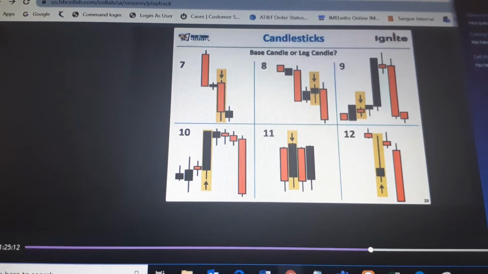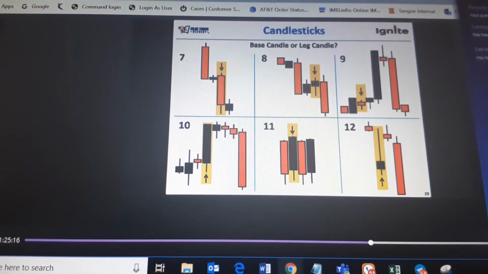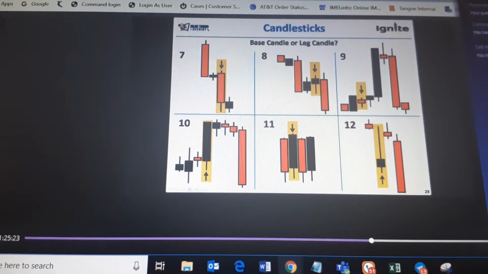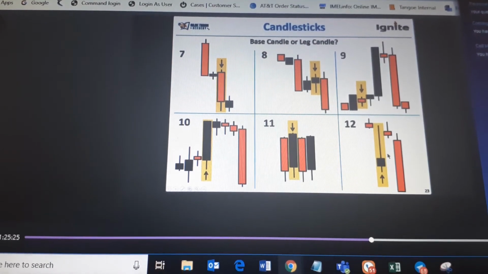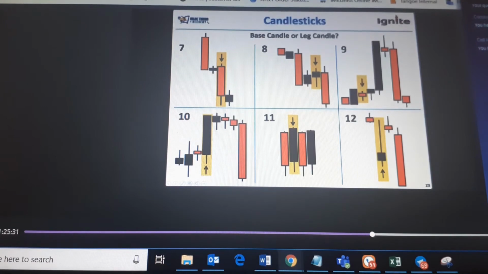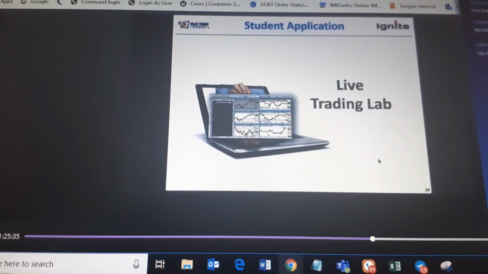Very good, Jyotsna. So I will test you. You know how many of you are paying attention? Body is less than or equal to 50% of the range. So that is why this is a base candle. That's why it's a base candle. So we have finished today's session.